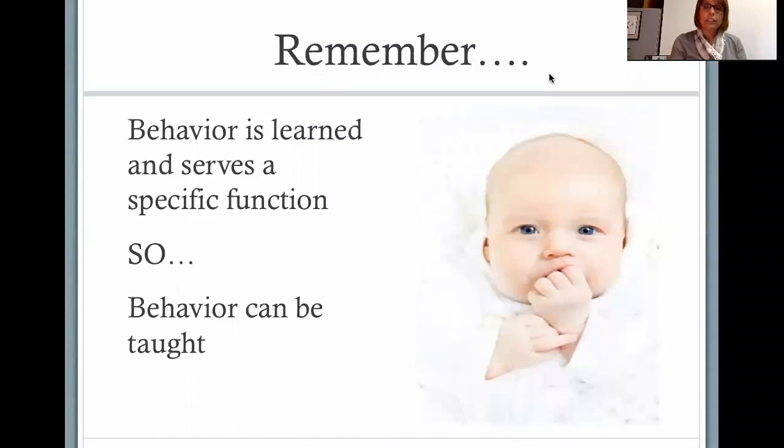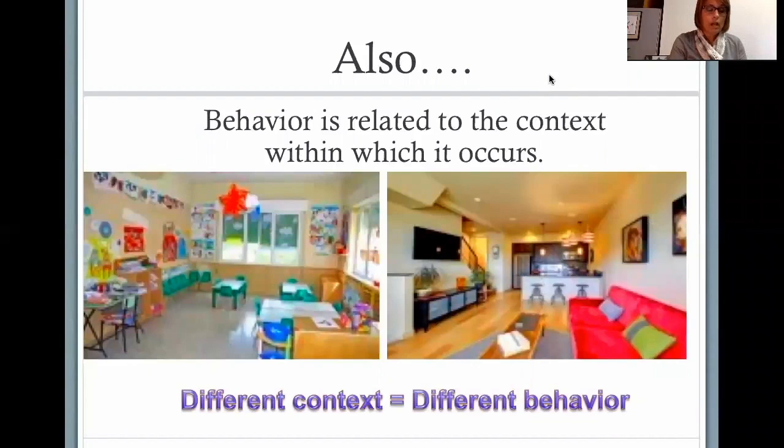As Anne mentioned earlier, behavior is learned and serves a specific function. Why is this important? Because this basic assumption means that we can change behavior by teaching the behavior we want or expect. Also, expected behavior can change depending upon the setting. For instance, voice level in the hallway is different than the expected voice level in the lunchroom. We need to be clear about the behavior we expect across settings within the school. We can't assume they know how we want them to behave in every setting.